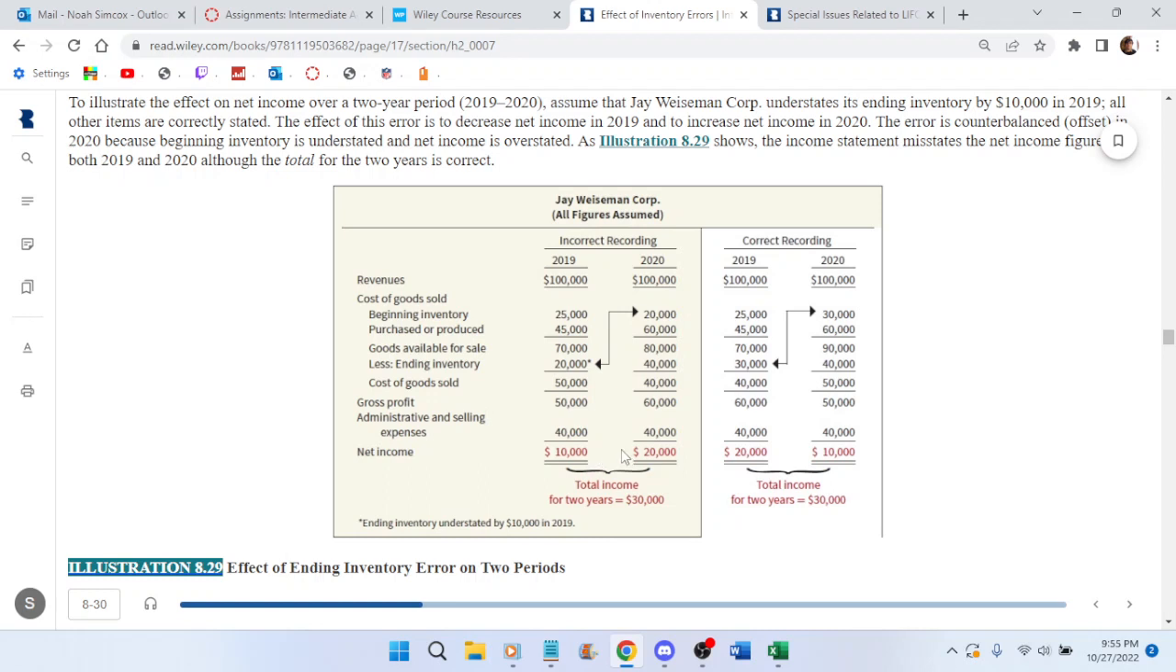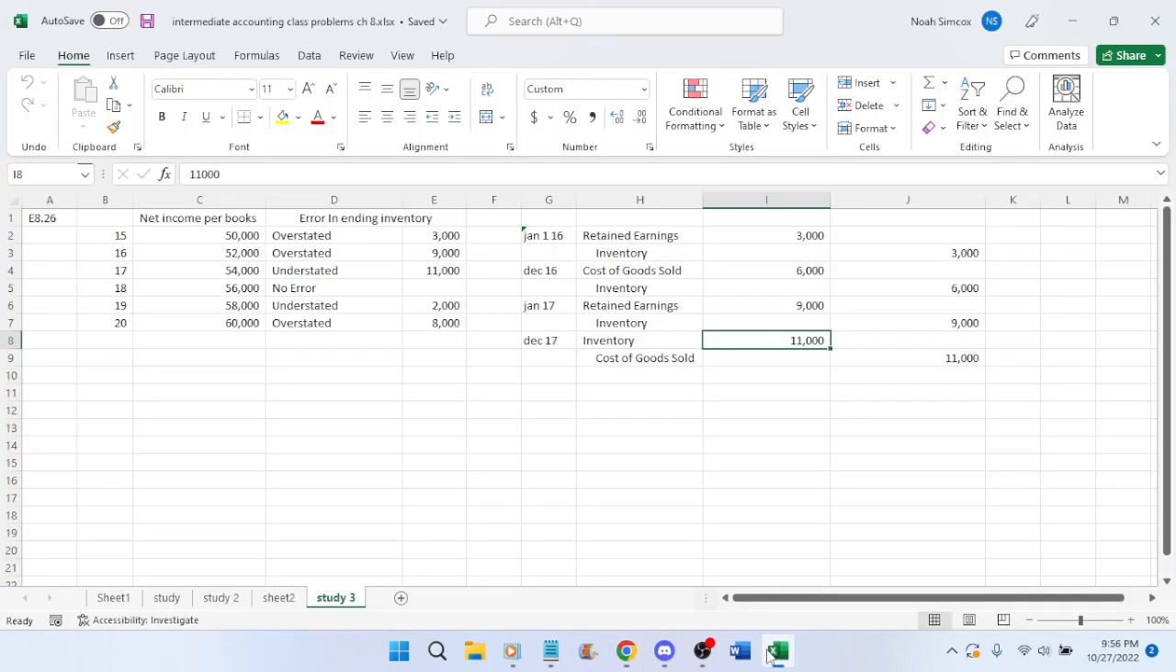Net income, which will be translated to the retained earnings account, is actually going to be understated in that year, and it will be overstated in the next year. In 2015, retained earnings was understated. It was understated by 3,000.